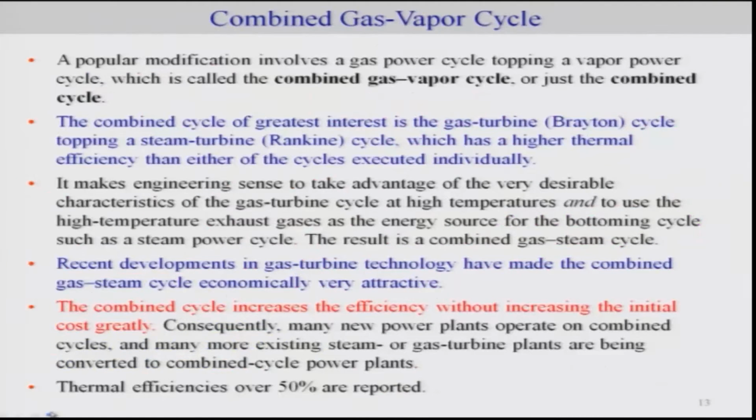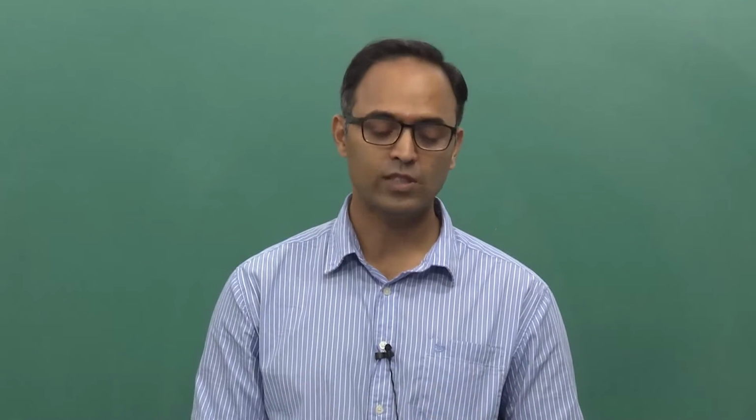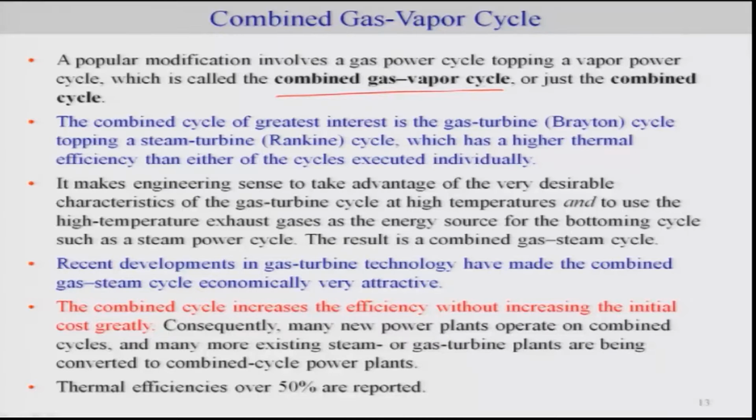Now, of course, as we require more efficient plants, it is necessary to come up with a new design, and one of the designs is called the combined gas vapor cycle. The idea was to make use of a high temperature Brayton cycle, which is your gas turbine cycle, and here you make use of the exhaust of the gas turbine as an energy source to heat up the steam. So, this is the idea of combining your gas vapor cycle, where the gas turbine exhaust is used to heat up the steam.